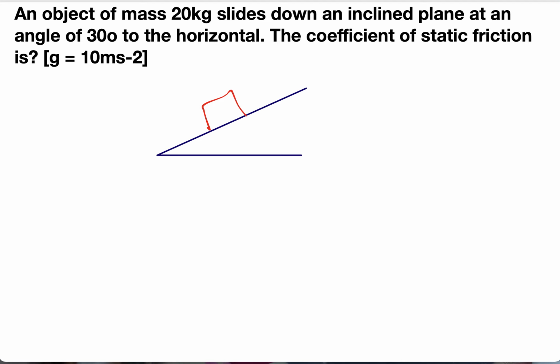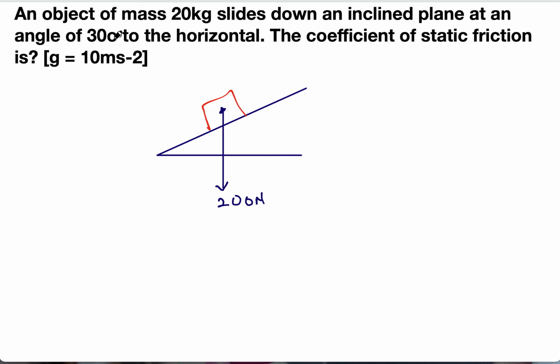Of course, the first thing we know is that the weight of this object will be acting downward. So the weight is acting downward. And since the weight is mass times acceleration due to gravity, and we've been given 10 here, that will be 20 times 10, which is 200 newtons.